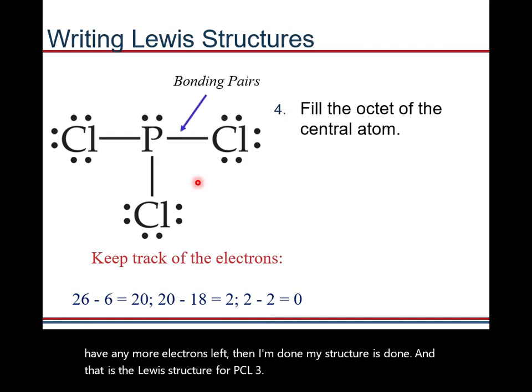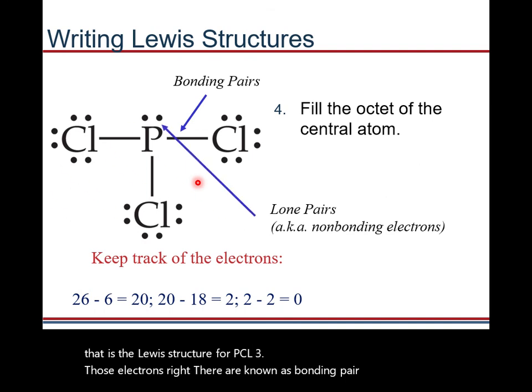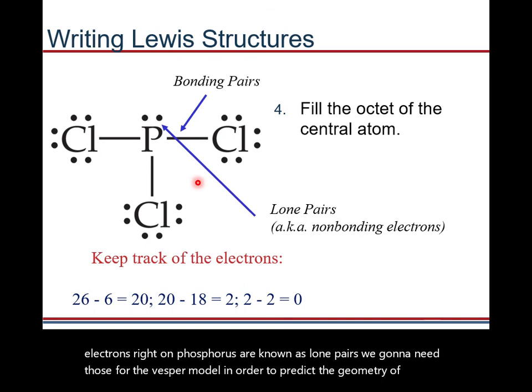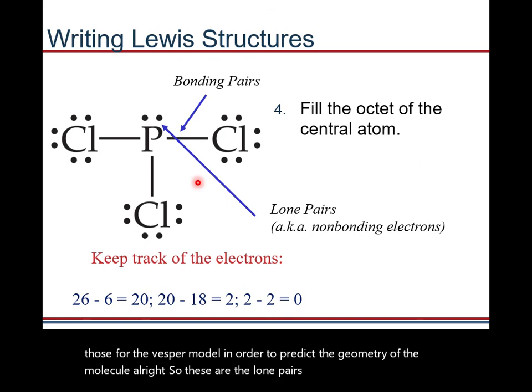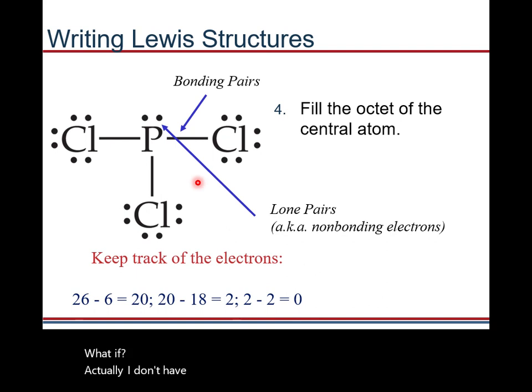Those electrons right there are known as bonding pairs, and the 2 electrons right on phosphorus are known as lone pairs. We're going to need those for the VSEPR model in order to predict the geometry of the molecule. All right, so these are the lone pairs or non-bonding electrons. But what if I don't have enough electrons for the central atom? That would be step 5.